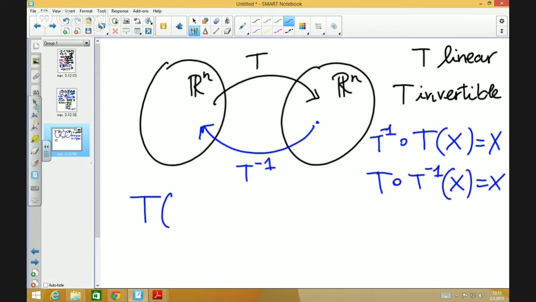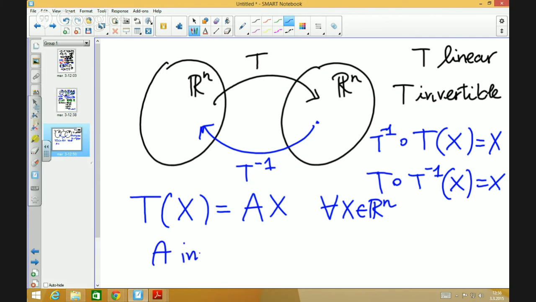Why? Because if T is linear, then you know that there is some matrix A such that T of x is equal to A times x for every x. Now, what I want is a function that does the undo of this transformation. Well, if A is by any chance invertible, then there is a matrix A minus 1 that has what properties?